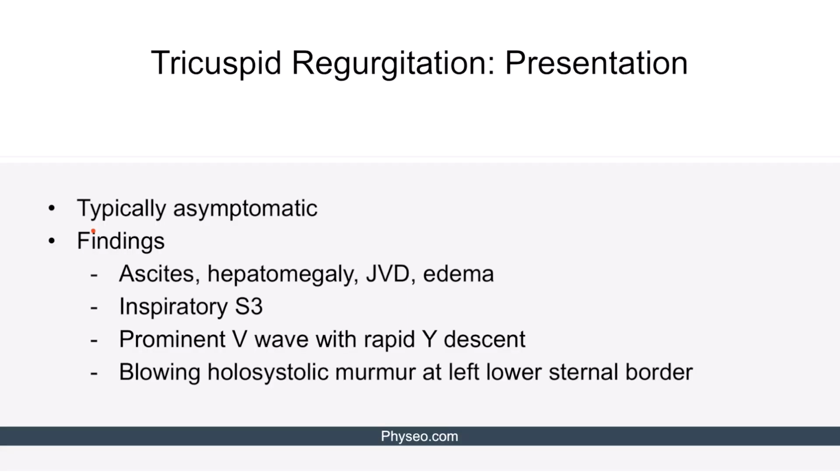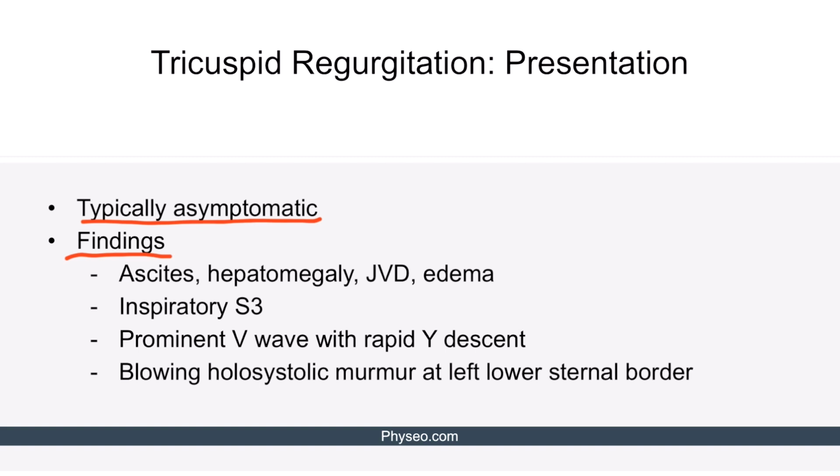This condition is usually asymptomatic, but signs of right ventricular failure, including ascites, hepatomegaly, JVD, and edema may be present. As we mentioned on previous slides, these signs are due to venous congestion leading to a fluid overloaded state. Physical exam reveals an inspiratory S3 sound, which is an S3 heart sound that is intensified upon inspiration. Jugular venous pressure monitoring may show a prominent V wave with rapid Y descent.